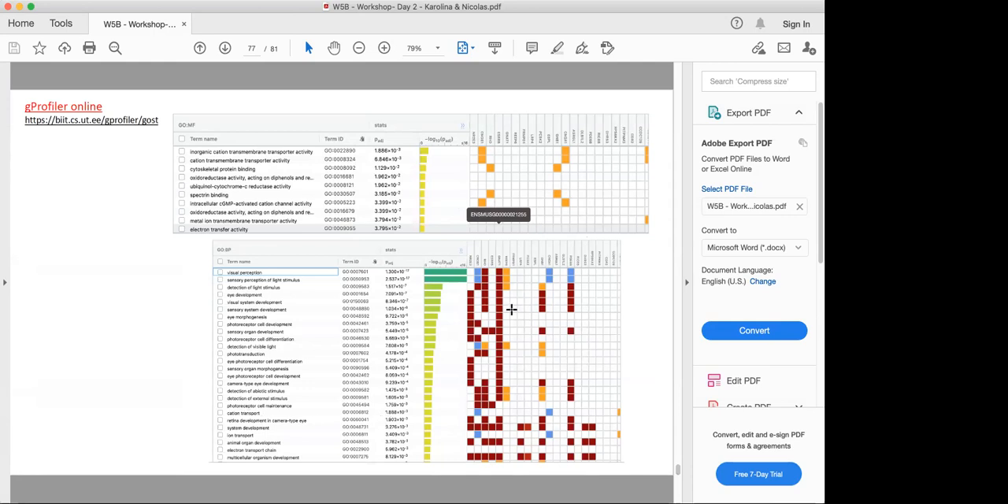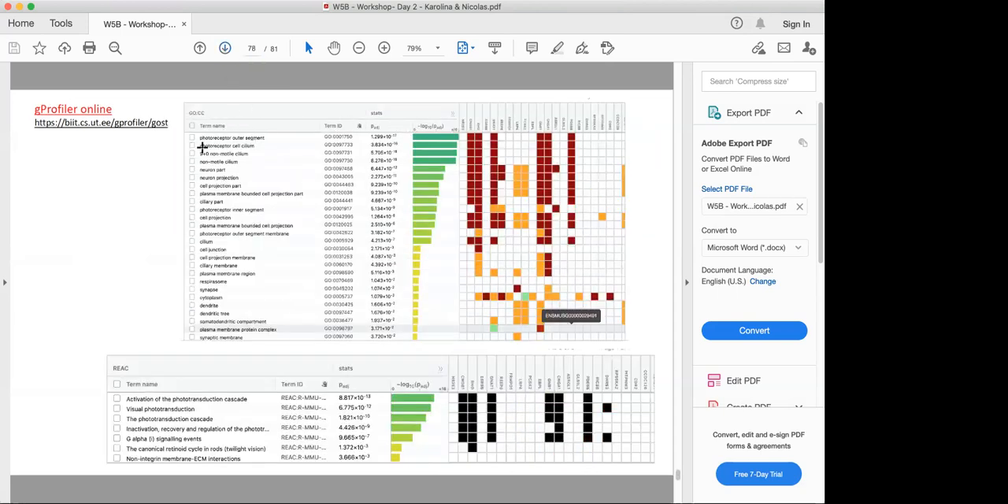So here, for example, for our data set, we see that visual perception, log fold changes, and p-adjusted are very significant. Log fold changes are very good. And we see exactly which genes within visual perception are involved. So I like this graphical representation very much. And here you see photoreceptor outer segment, photoreceptor cell cilium, and it gives you GO term, p-adjusted, log fold change, and also marks which genes from your data sets are involved. So actually gProfiler online is, I think, nicer to use than with the coding.